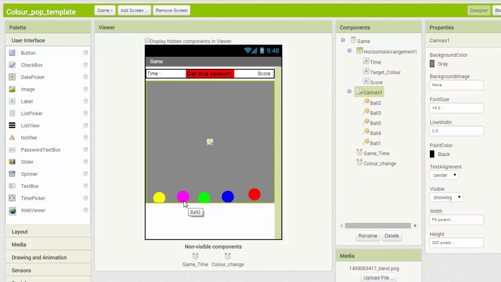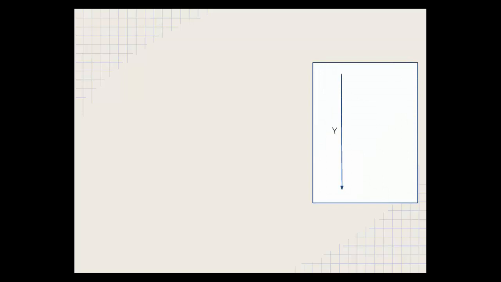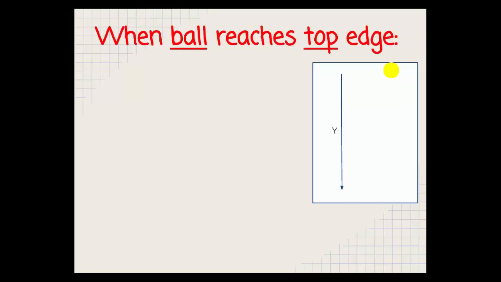So let's think about how we're going to do that. So let's think about what our app's going to do. Firstly, we've got the canvas on which the app is happening, and we've got a ball which we want to do something when it hits the top. So we're going to write an event when ball reaches top edge.